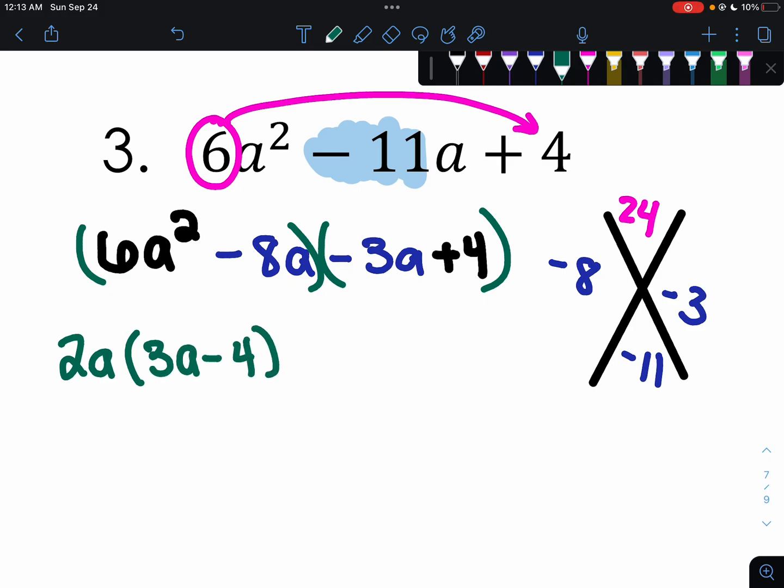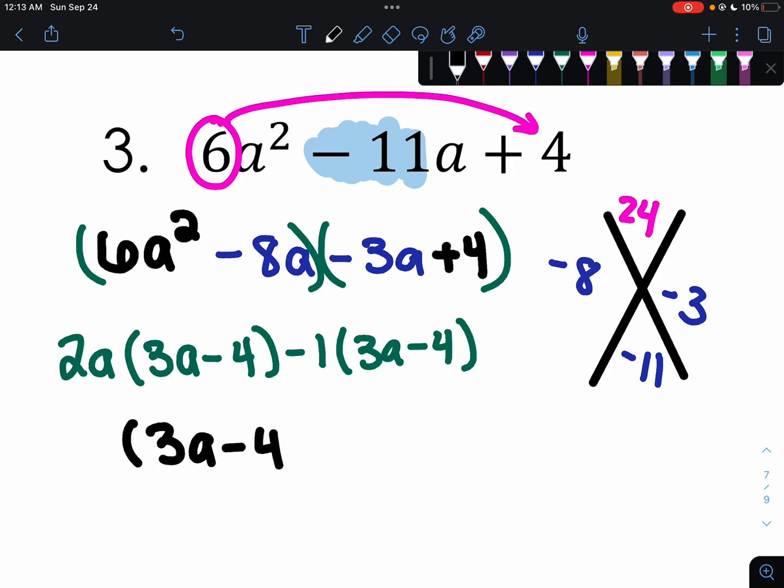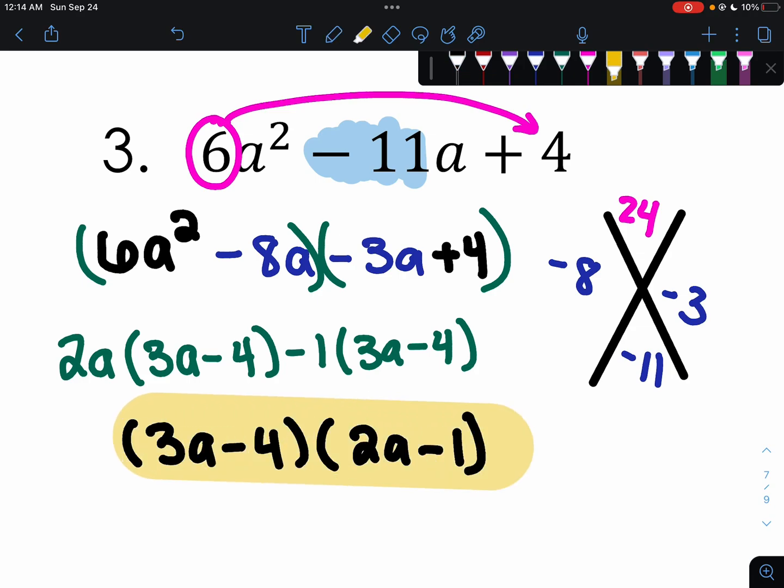Then I look at that second group. It has a greatest common factor of a -1. That leaves me with a 3a minus 4. So what we want is for this to be the same as this, which is what we have. So we can factor that out as 3a minus 4, and then it leaves me with a 2a minus 1. And that would be the factored form for this.